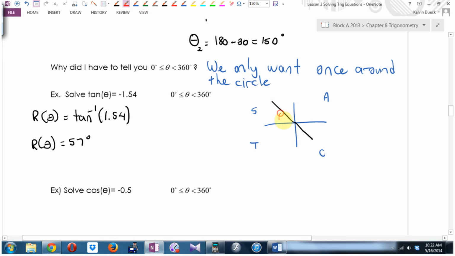What that means is that this angle right here is 57 degrees, and this angle right here is 57 degrees. I want to find theta 1. I want to find theta 2. Theta 1 is that angle. How can I figure out how big that angle is? 180 minus 57, which is what? 123? Yeah?